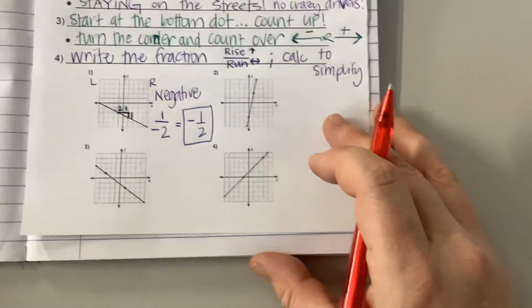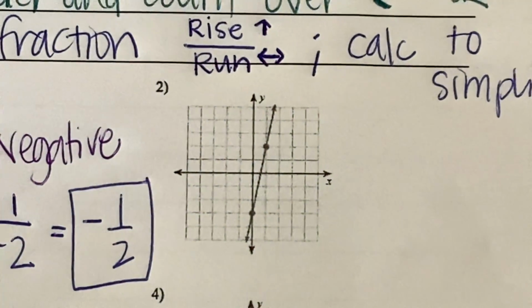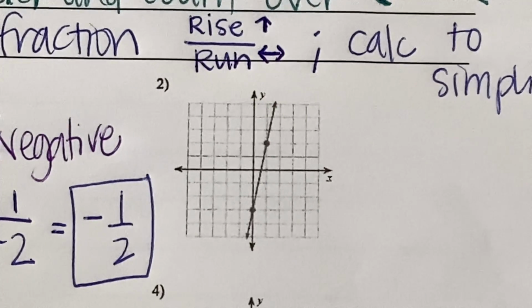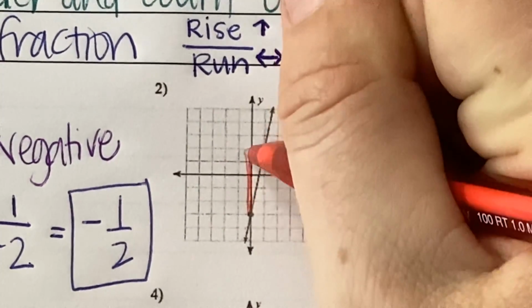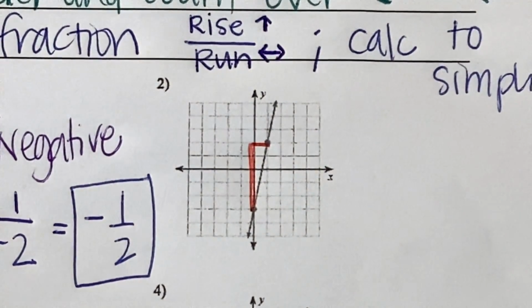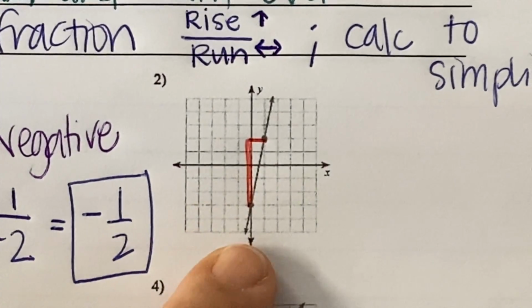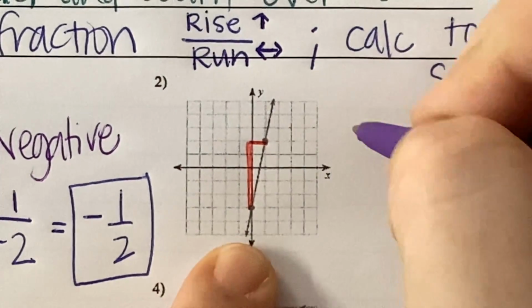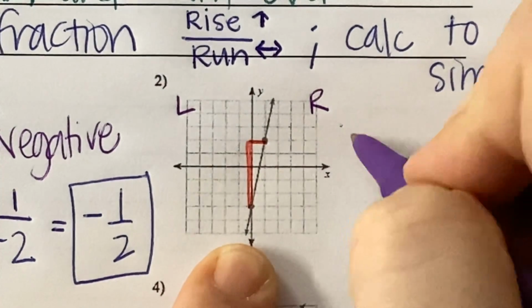All right, number 2. Step number 1. Draw your triangle. Don't be a crazy driver. Step number 2. Is it positive or negative? Positive. It's going up from left to right. It's positive.